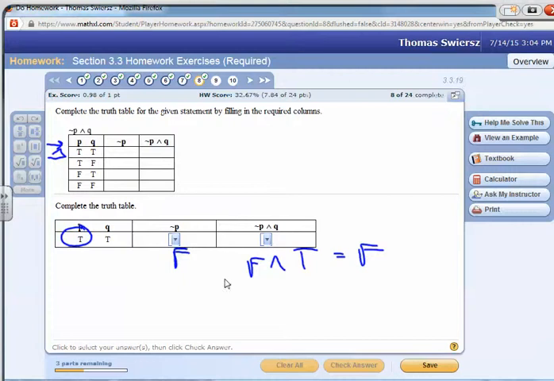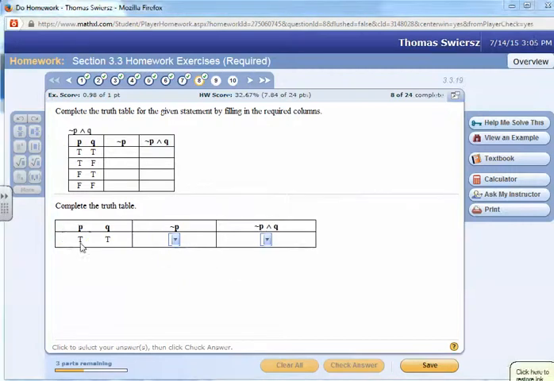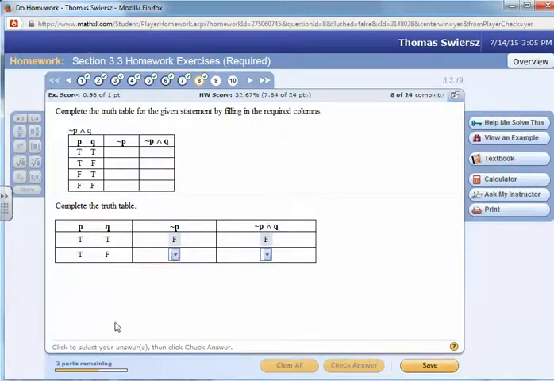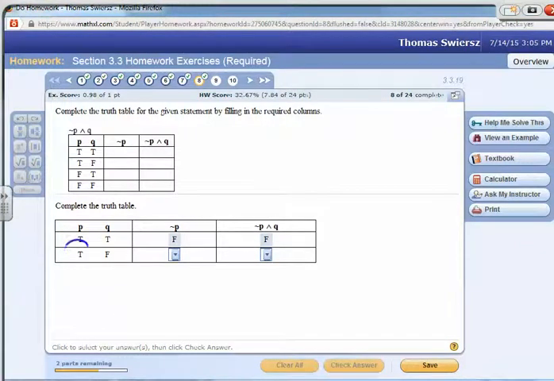We know that negation of P, you look at the opposite of P, which is true, so it becomes a false. And then what we just did was the negation, the false and true would make it a false statement. Okay? And now we go to the next line. Again, same idea, just look at what you have. P, again, in this case is true, so the negation of P is going to be false.